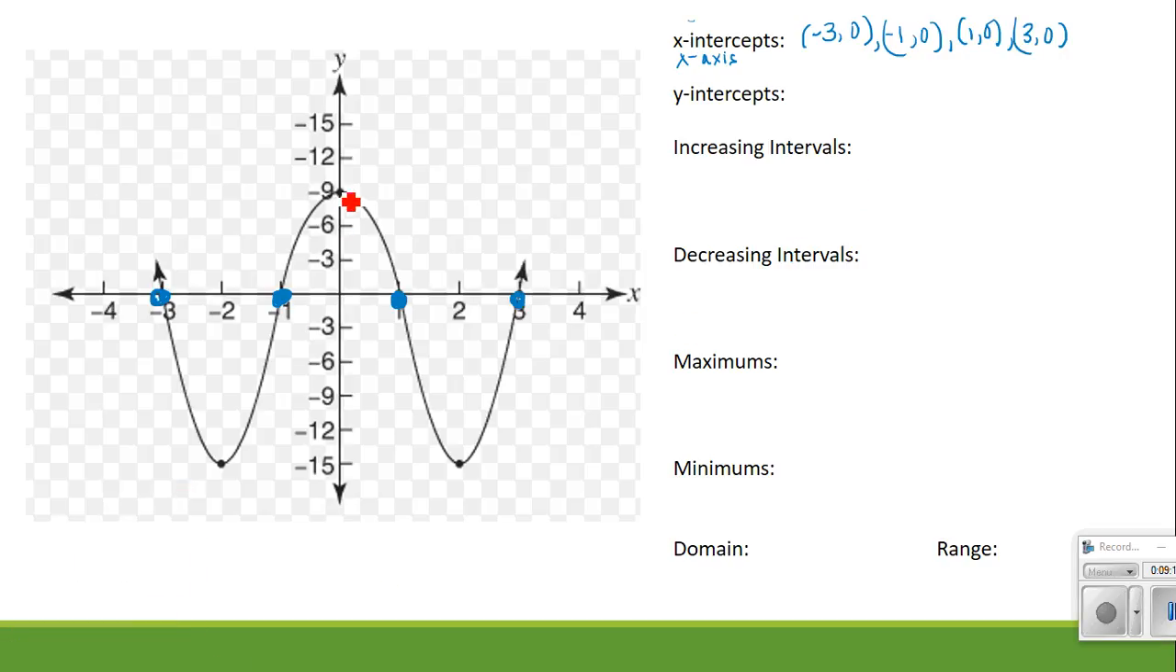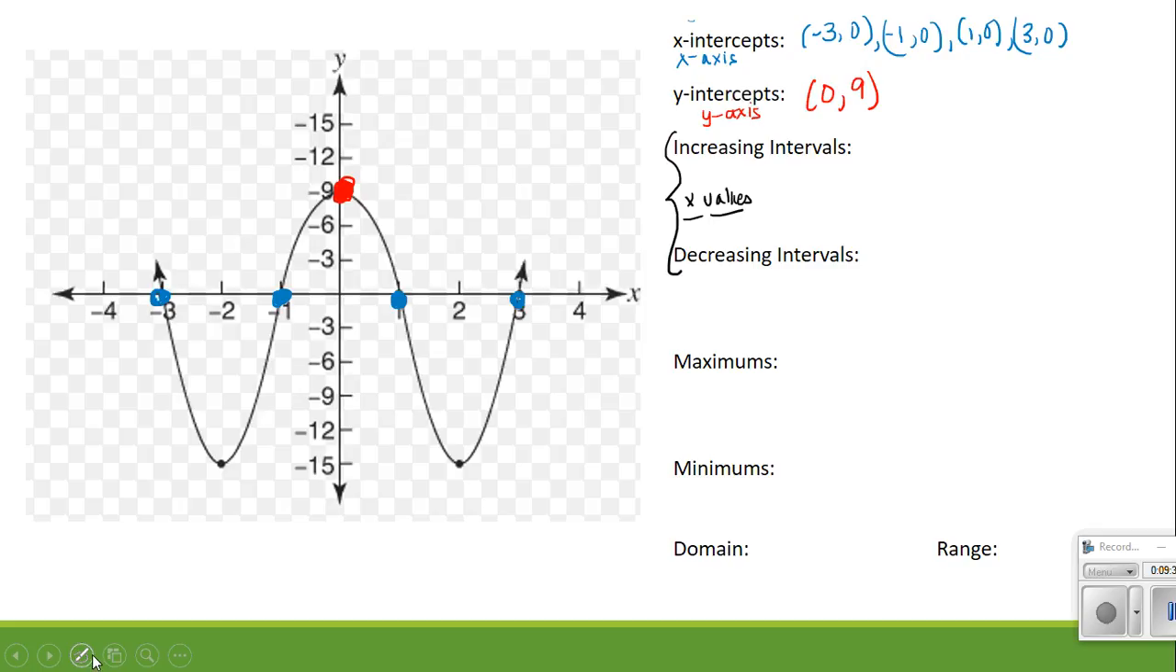Now what are the y-intercepts? The y-intercepts are where it crosses the y-axis. It crosses the y-axis right here. That would be (0, 9), because it's the y-axis. So x and y intercepts. Those are always using x values. Okay, so we talk about x values.